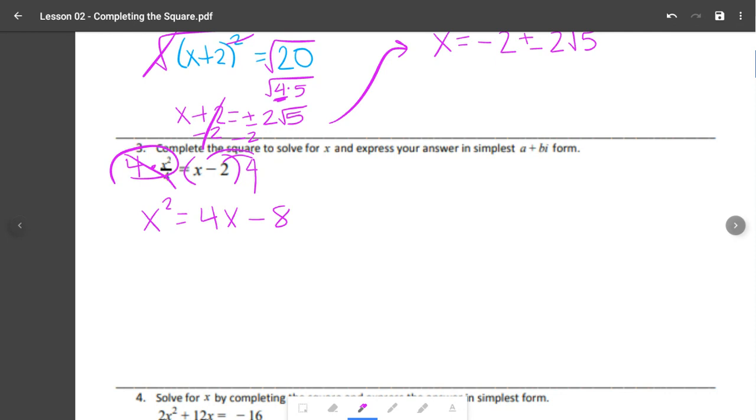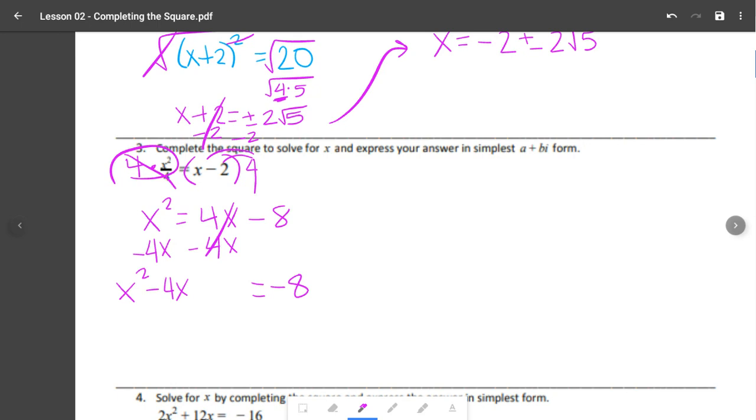Now, if you look back at the last couple that we did, the x's had been on the same side of the equation in order to make the perfect square trinomial. So you are going to have to do that again now. So to do that, we subtract the 4x over. You get x squared minus 4x equals negative 8.